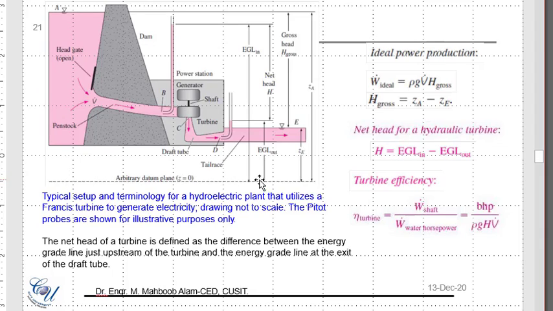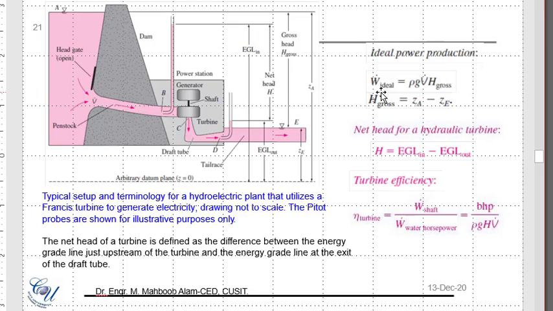Obviously, if we include the datum here, then from the datum to the top of our reservoir water level would be our complete head of the system. So ideal power production is calculated through this equation: rho g, volumetric flow rate, discharge, and the head. If you have the total discharge and you have the head, then you can calculate how much power would be produced by simply multiplying these two values with g and the density of water.